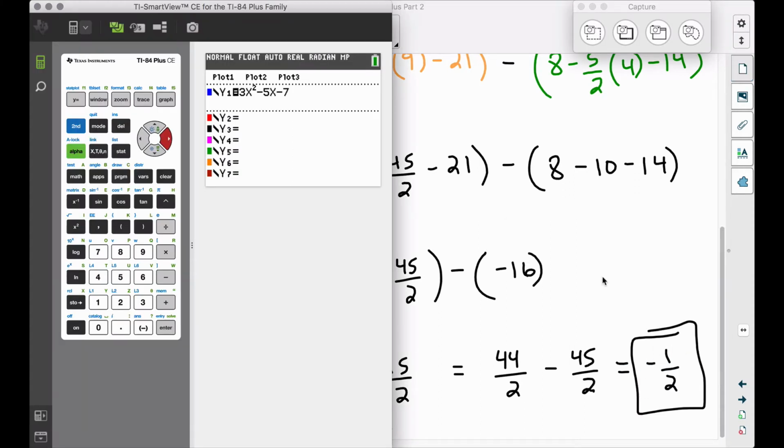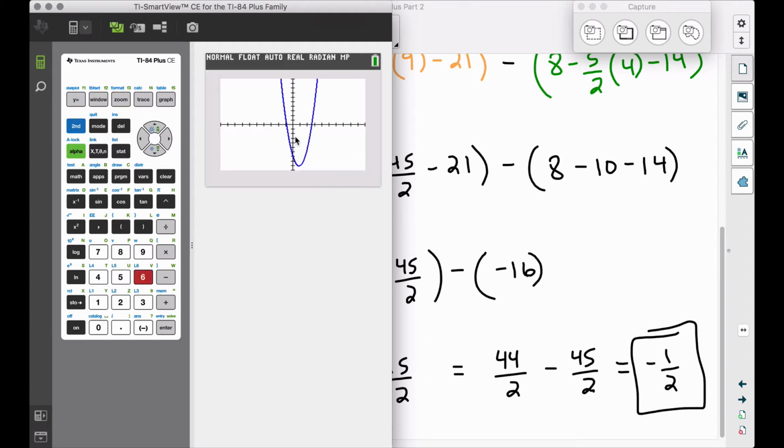So let's double check this on the calculator. I'm typing in that original polynomial into y equals, and let's go ahead and look at this on the graph. I'm going to zoom 6. There's our quadratic, and notice our answer is negative. And the reason why our answer is going to be negative is because we're going to have more area below the x-axis versus above the x-axis when we integrate from 2 to 3.